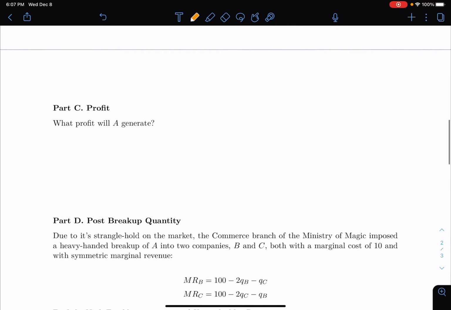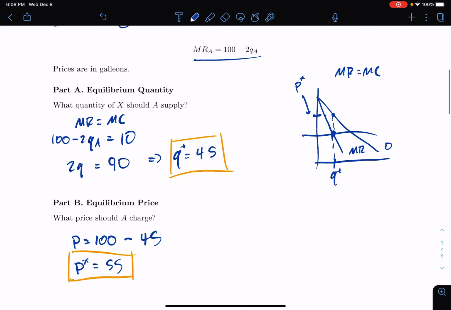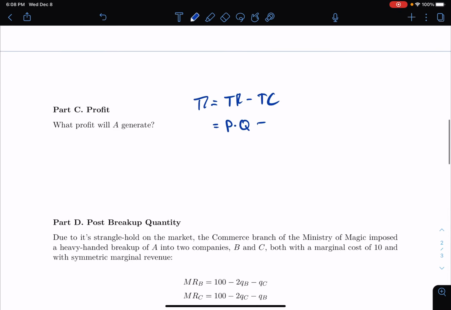The third part of this question is about profit. So we want to calculate the profit that this monopolist is generating. So profit is just total revenue minus total cost. So our total revenue is just price times quantity. And our total cost here, so we have a constant marginal cost curve with 0 fixed costs, so we just take the marginal cost and we multiply it by Q.